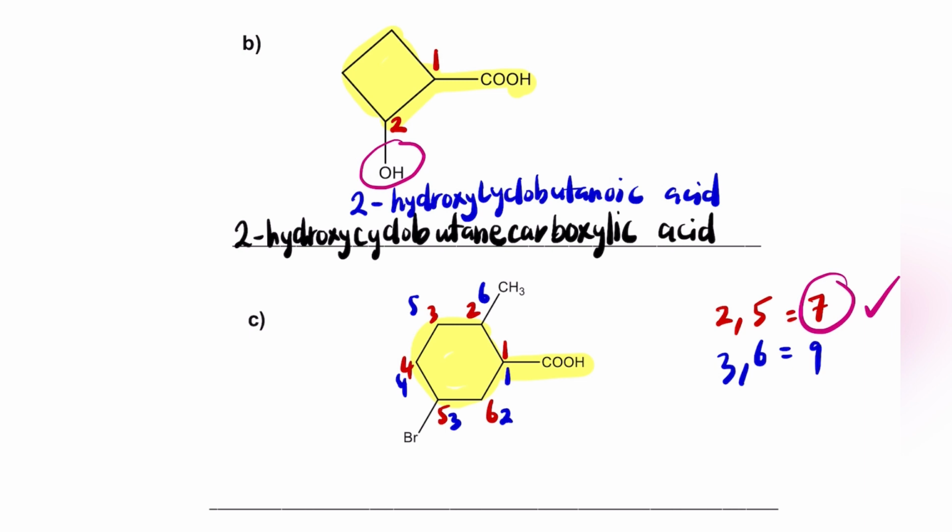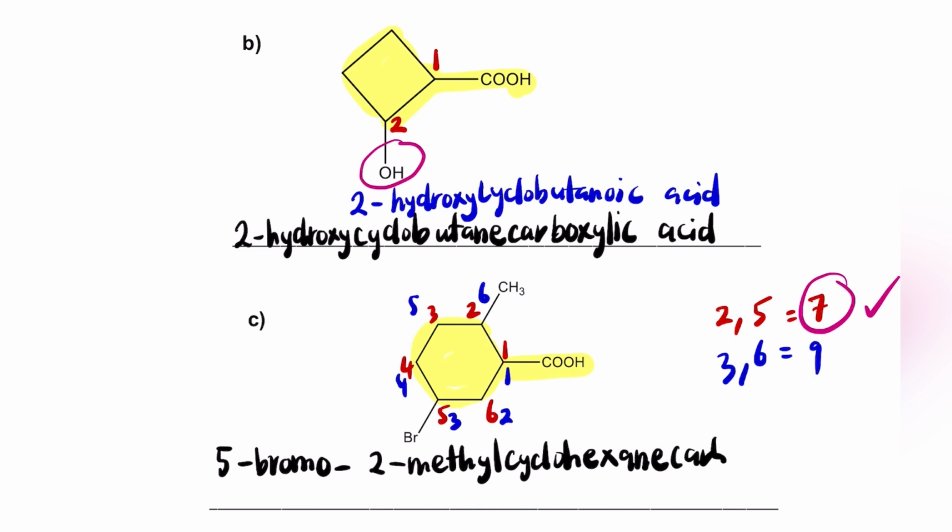So automatically follow the alphabetical order, we have bromo here and methyl here. So bromo comes first. It will be at position carbon number 5. So the name for this one will be 5-bromo. And then methyl at carbon number 2. So 2-methyl. And my parent is cyclohexane. And then this is carboxylic acid. Just combine them together, make it close. So you got your answer.